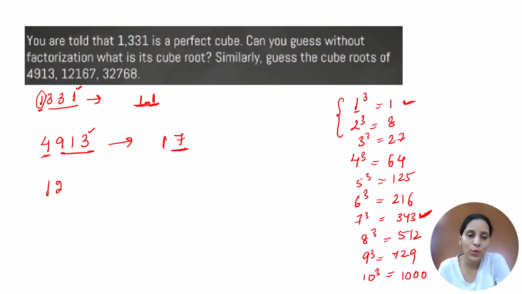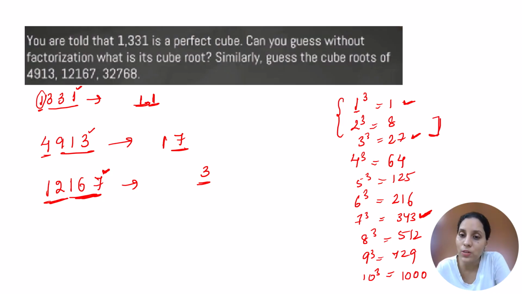Let us try one more, 12167. Again this is one triplet and this is the other part. Here you will see the last digit 7. Where is 7 coming? 7 as 1's digit belongs to 3 cube. So my 1's digit here is 3. Now 12 comes between which two cubes? It is between 8 and 27, that means 2 and 3. Always you will pick the smaller number. So 23 is your answer.